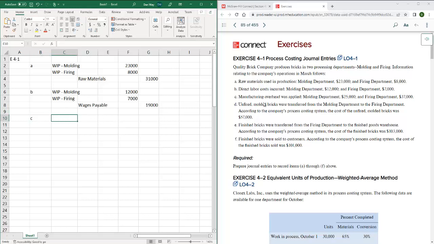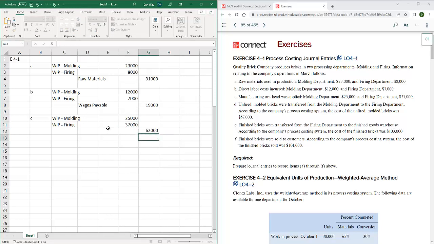Now in letter C, manufacturing overhead was applied. Again, 25,000 to the molding department for work that's been done there throughout the period, and 37,000 over in the firing department for the work we've done in that department. So overhead is always applied to work in process. That's the same as it was in our job order costing system. So once again, we've got work in process molding and work in process firing, and we're booking debits to those accounts for 25,000 and 37,000 respectively. So the total here, 62,000.